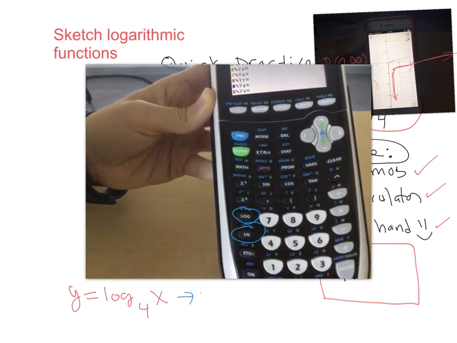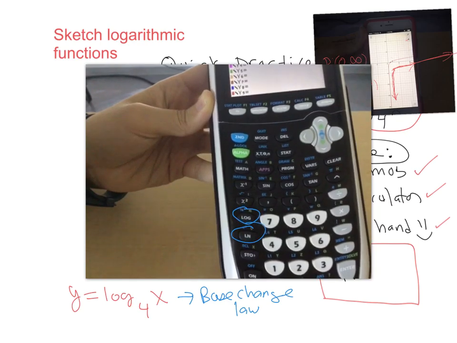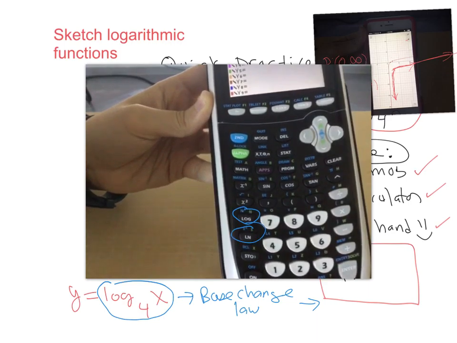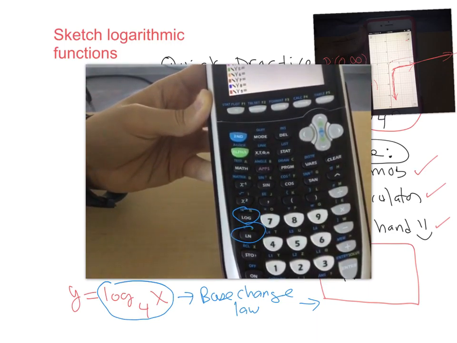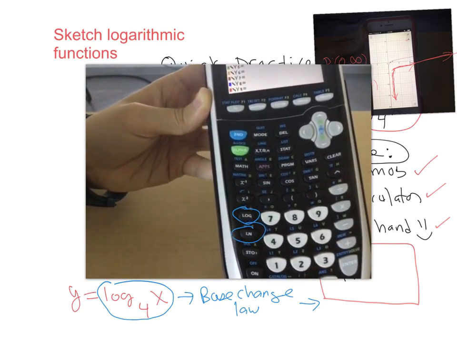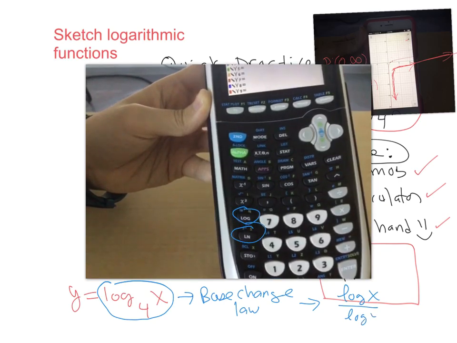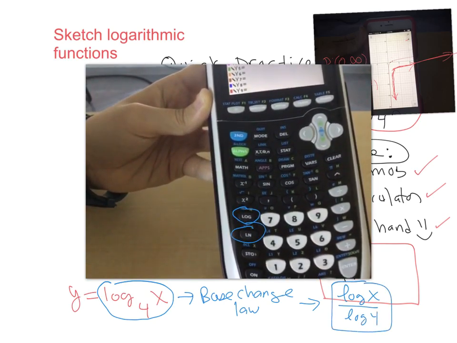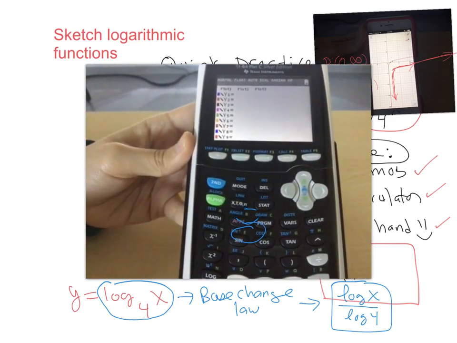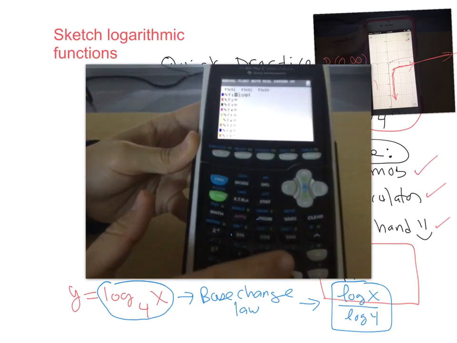Well, there isn't. However, you can use the base change law. Now, I'm sure you'll all be comfortable with that by the time the exam rolls around. But what the base change law says is that it's perfectly legal for me to rewrite log base 4 of x as log of x divided by log of 4. So long story short, I have to use the base change law to re-express it to type it into the calculator. So she's going to type in log of x divided by log of 4. And that's a law that you are allowed to use.